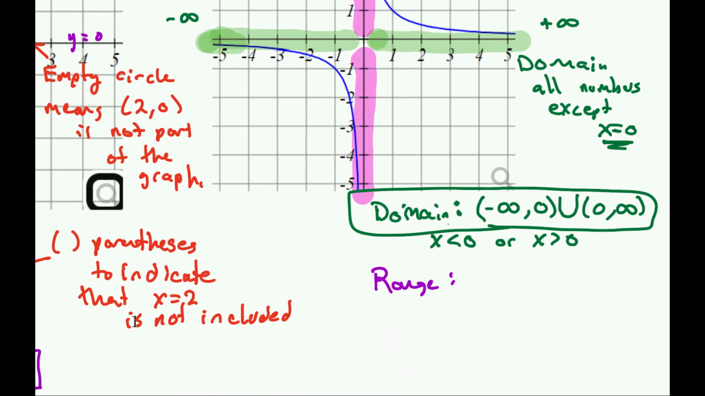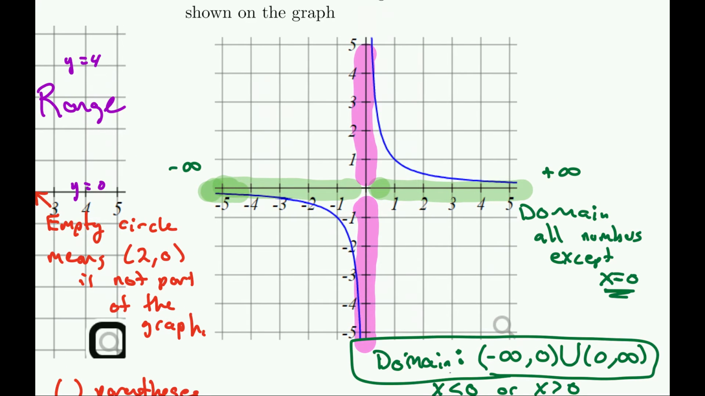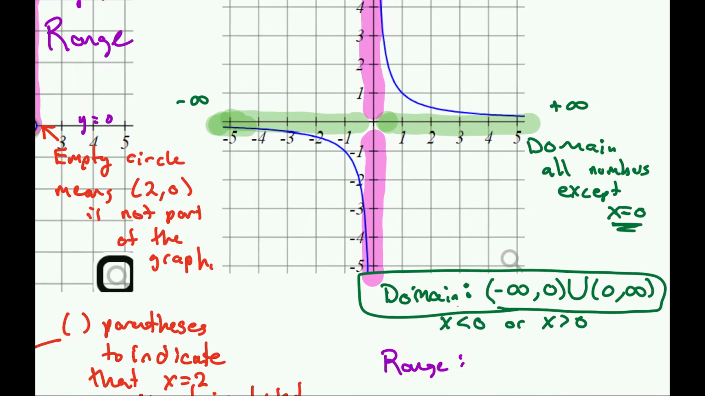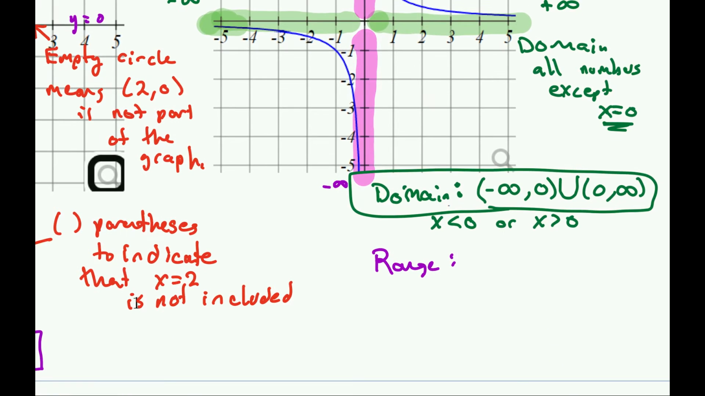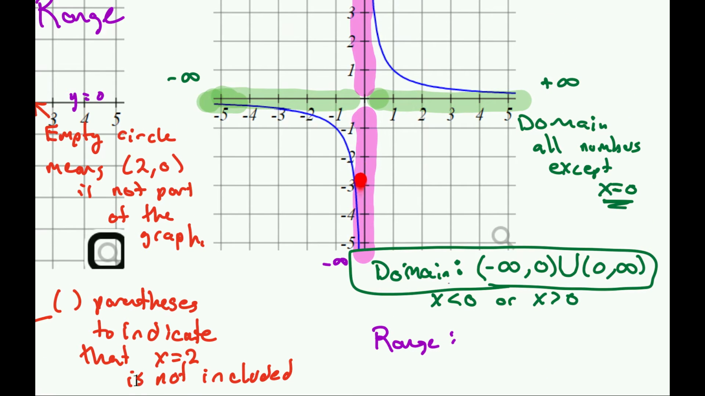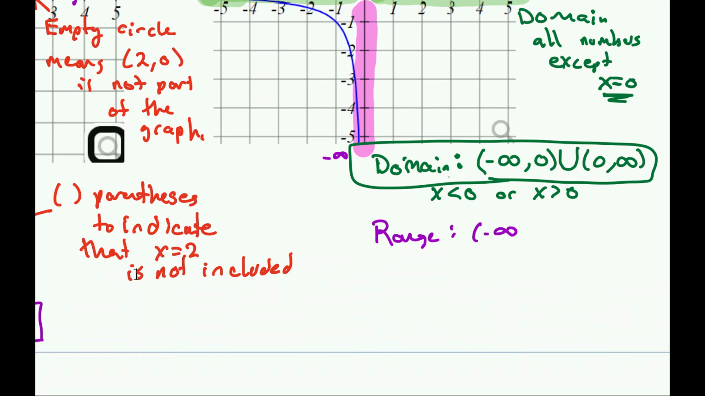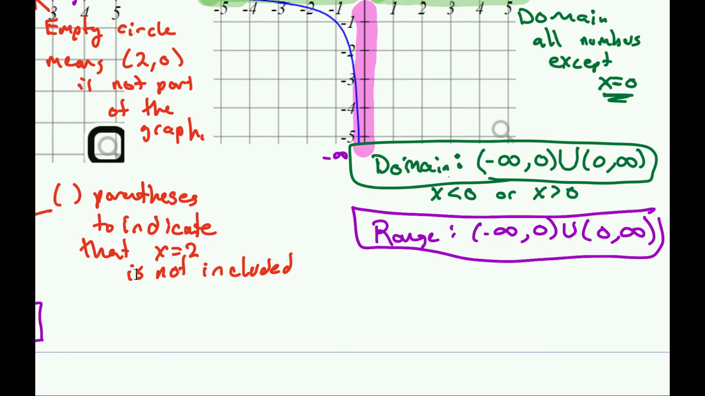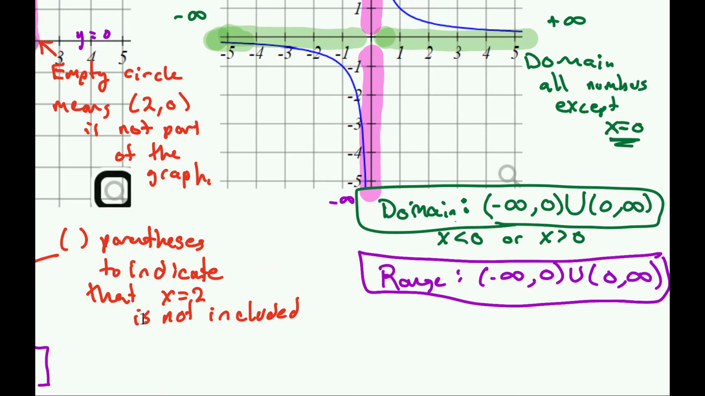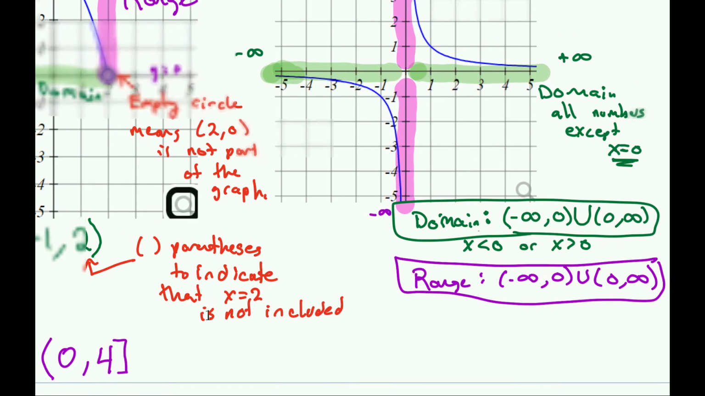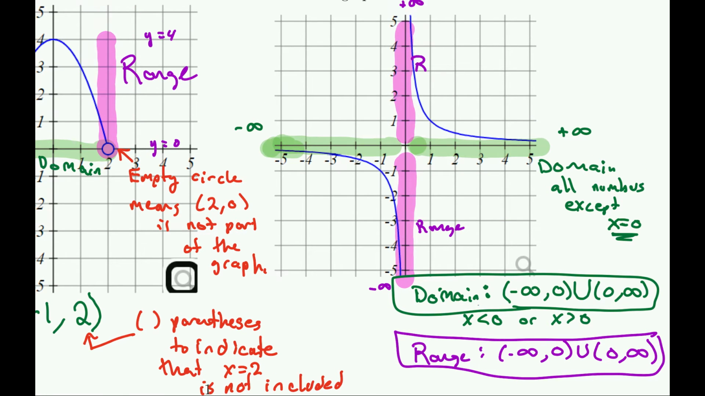So it's exactly the same idea, where way up here we have plus infinity, way down here we have minus infinity, and this one goes minus infinity up to 0, and then jumps over 0, up to infinity. So the range is going to be the same as the domain there, but it's y values and not x values. So this is your range. And up here, this is also your range.